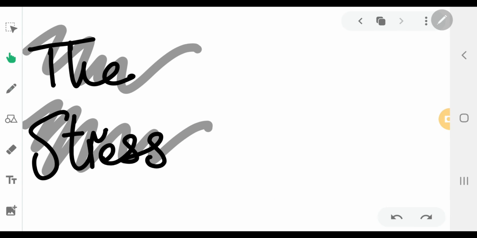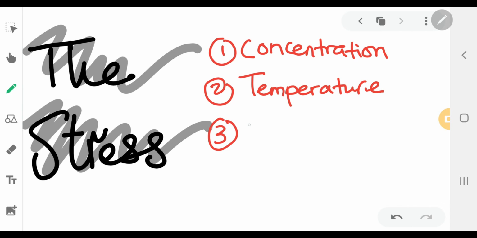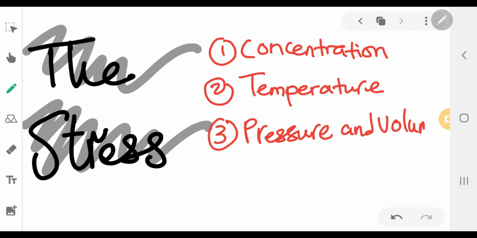There are three types of stress that you need to know for the Le Chatelier principle. The first one we're going to look at is concentration, which is the easiest one. Then we're going to look at the effects of temperature. And the third one is pressure. Usually when we talk about pressure, it will come together with volume. So these are the three stresses that we look at in the discussion about the Le Chatelier principle.